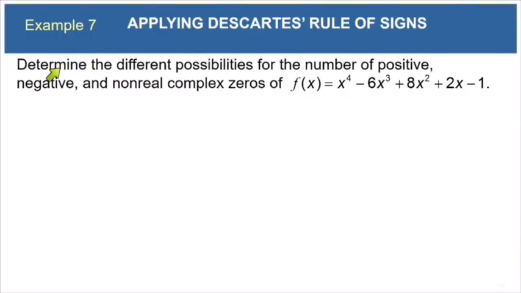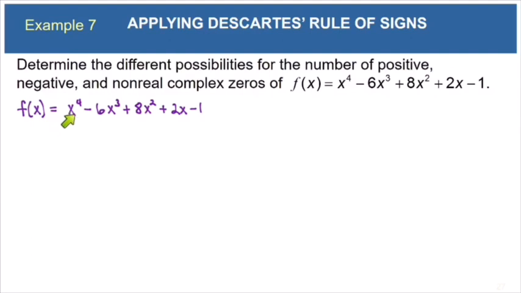Here's example 7, and this says determine the different possibilities for the number of positive, negative, and non-real complex zeros of this function. So we have here x to the 4th minus 6x to the 3rd plus 8x squared plus 2x minus 1. And I'll just copy that here. Now remember, Descartes' rule of signs said that the number of positive real zeros is either equal to the number of sign changes in our function, or it's less than that by an even number. So let's count sign changes here.